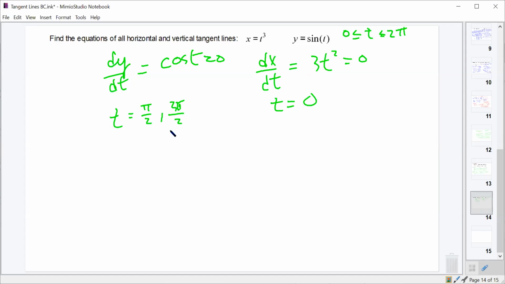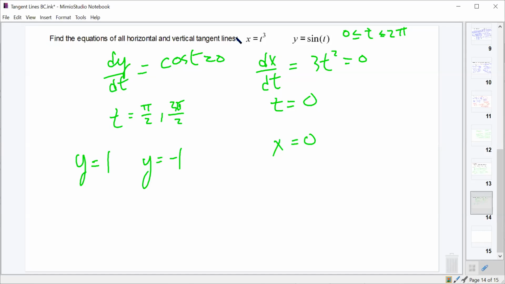So at t equals pi over 2, we're talking about a horizontal tangent line. What's the sine of pi over 2? It should be 1, and the sine of 3 pi over 2 is negative 1. And at t equals 0, that should give us x equals 0.